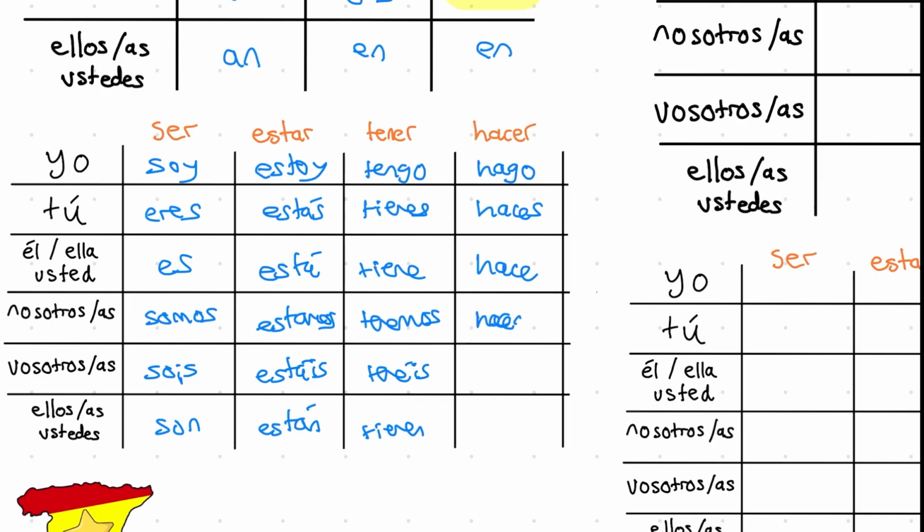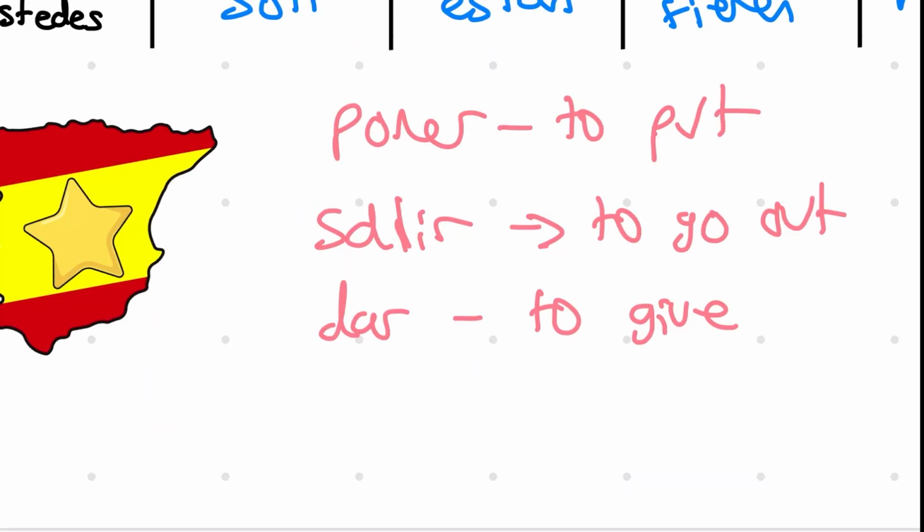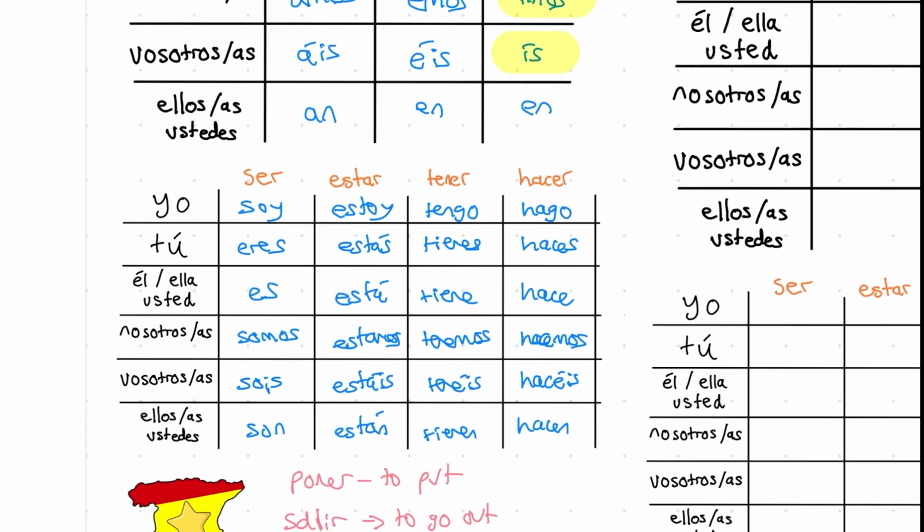Hacemos, hacéis, with the accent on the E, and hacen, they do or they make. So those are 4 really common irregular verbs in Spanish, but there's loads more that you can look at yourself. So poner, to put. Salir, to go out. Dar, to give. Ir, to go. Loads of irregular verbs. These are just 4 that we're going to focus on for this video.